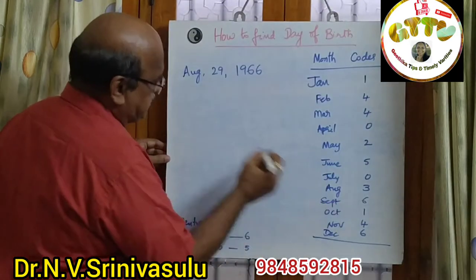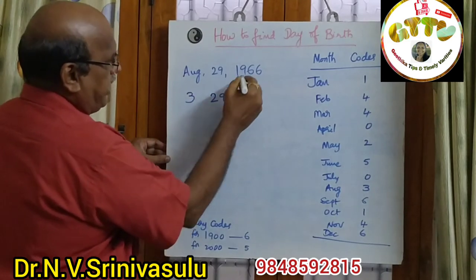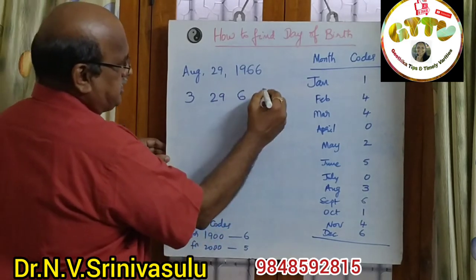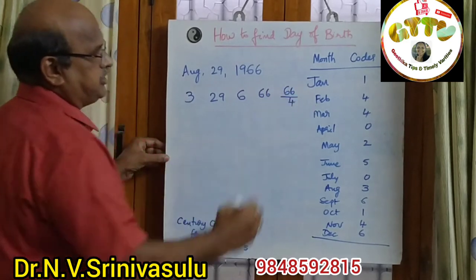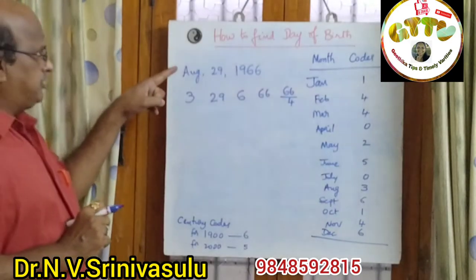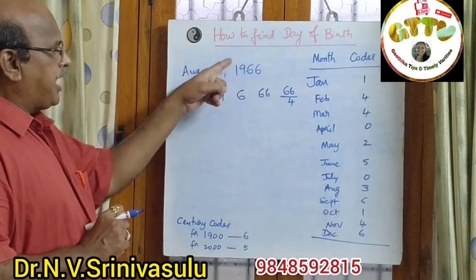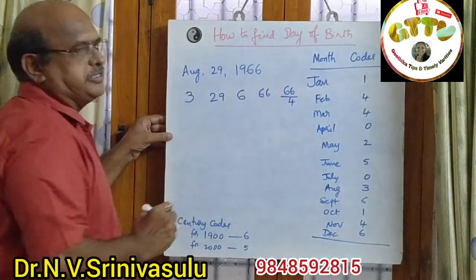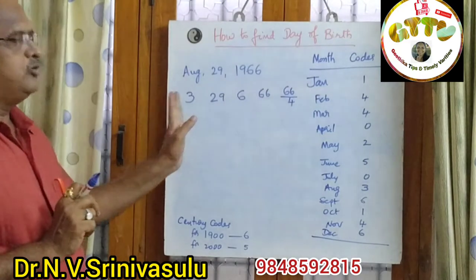For August, it is 3. So 3, then 29 as it is, you write it. Then for the 1900 series, the code is 6. For 66, you write 66, and again here, 66 by 4. This is the procedure you need to follow for any birth date. First, the code for the month. Then as it is, the date. Then the 1900 series code 6. Then 66 here plus 66 by 4. Irrespective of the series, you have to follow this procedure.